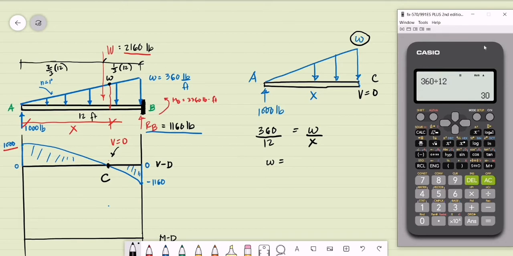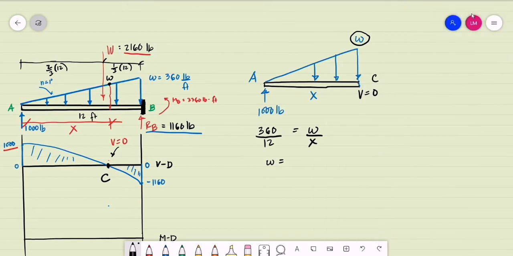That is 30. So that is the same as 30 of x. This is the same as the pounds per foot. So we have this value equal to 30 of x pounds per foot. How do we compute for the value of x? The location of the 0 shear from point A.